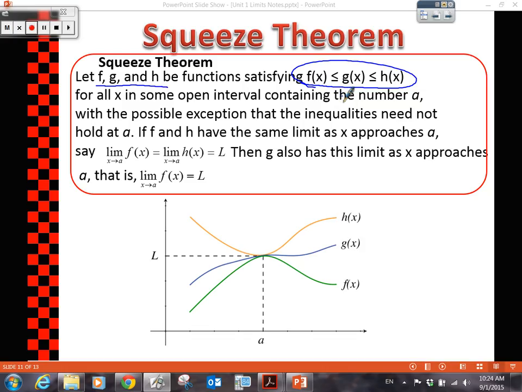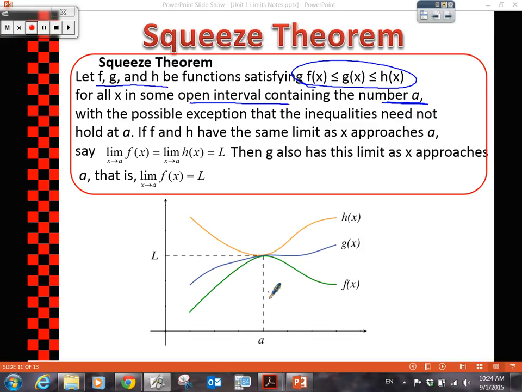Okay, so we have this inequality going on for all x in some open interval. So that's going to be true in some interval that contains the number a. You can see in this picture right here, here is a. It's an x value, some particular x value, with the possible exception that the inequalities need not hold at a. So maybe they hold except for at a.